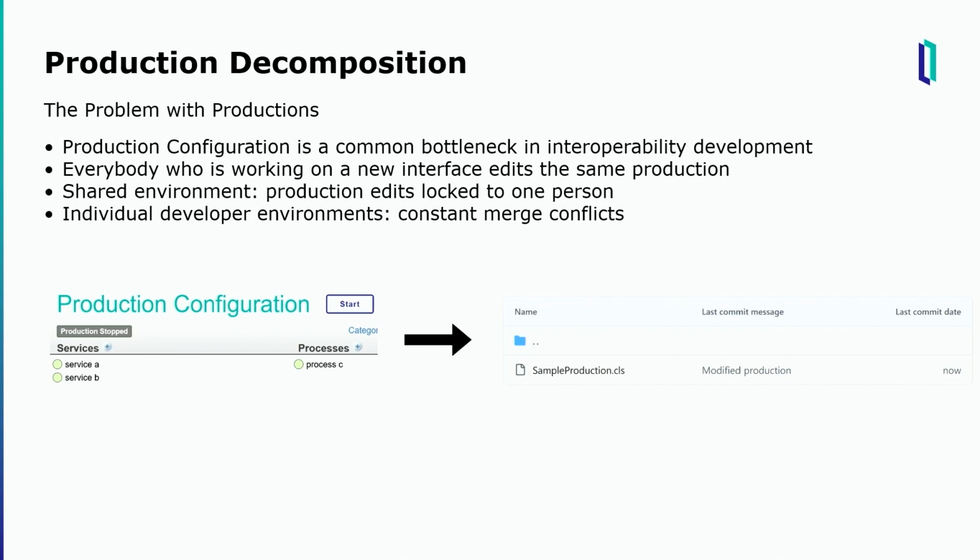So that means that everybody who is working on a new interface in your system will be editing the same production. Say you have a shared environment, a shared namespace. I am working on a new interface, I edit the production, now it's locked, nobody else can do anything. Even say we have individual developer environments, like I'm working on my namespace, another person is working on their own namespace. Whenever one of us adds a new item to the production, we'll get constant merge conflicts in Git as these items are added to the bottom of that XML. They kind of overlap with each other. It's kind of a mess.